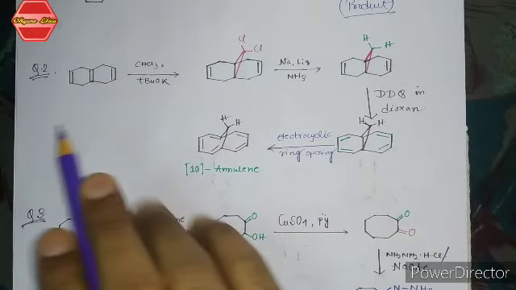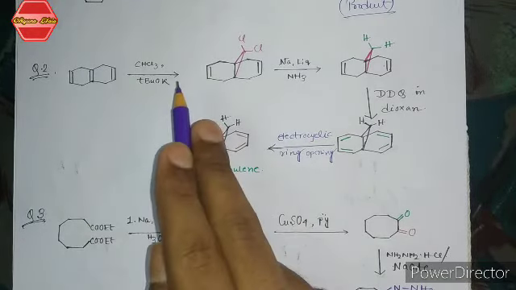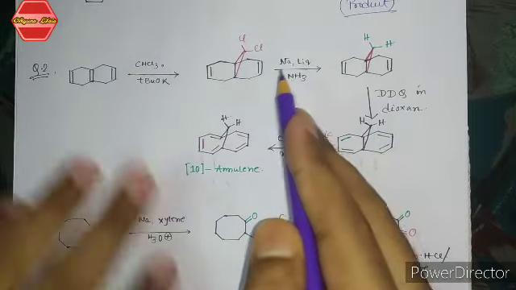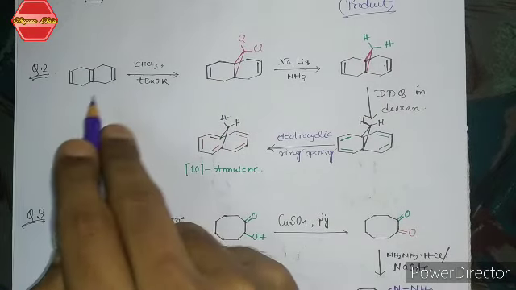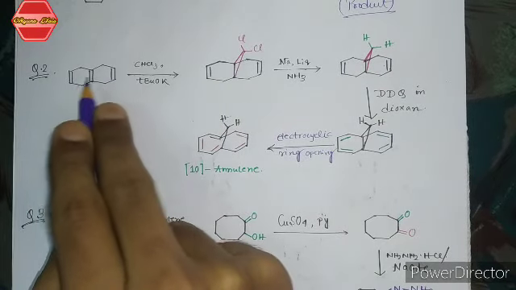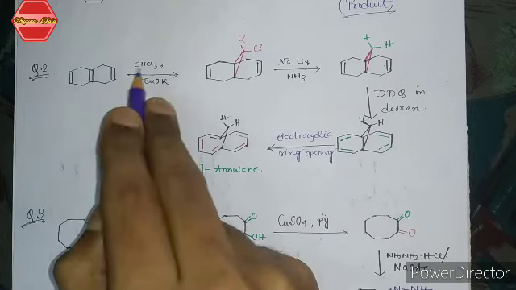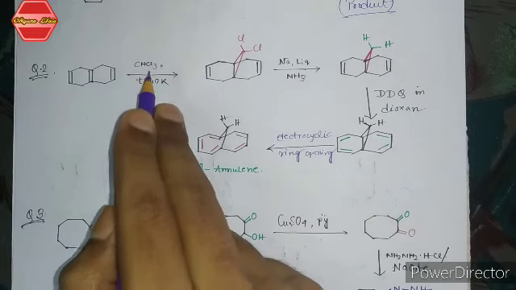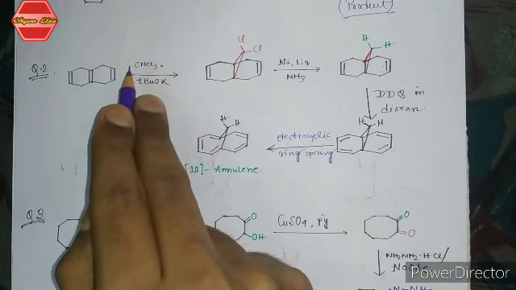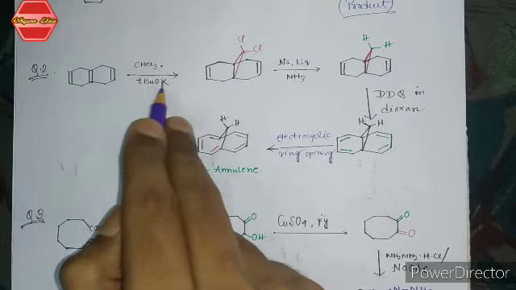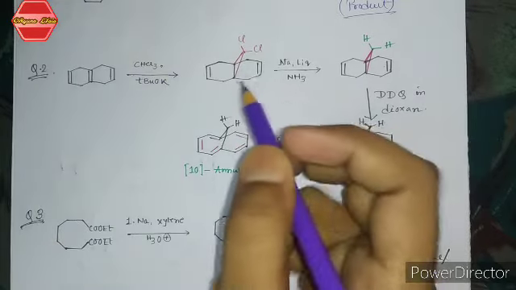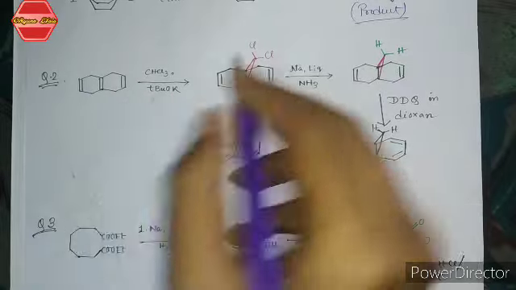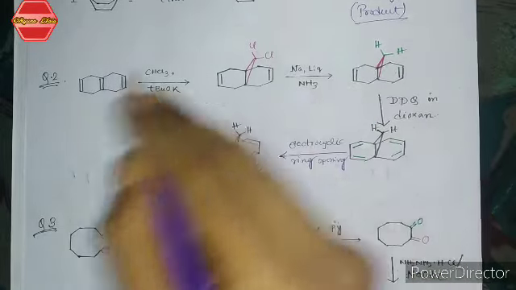Question number 2 is very important, and two or three types of reagents are given in it. You are given a compound in which three different double bonds are present, one here, one here and one here. Then you are given CHCl3, that is chloroform, and t-BuOK, that is tertiary butoxide, as a base. Now what is the reaction process and how is this product formed?